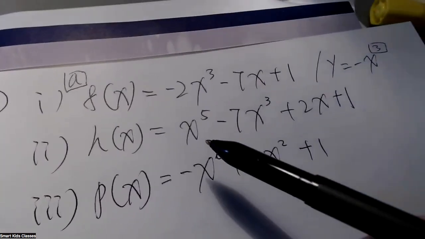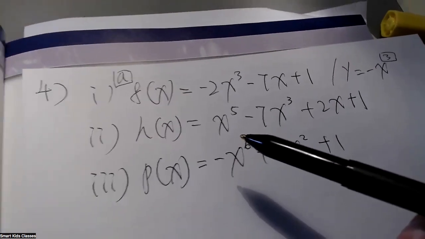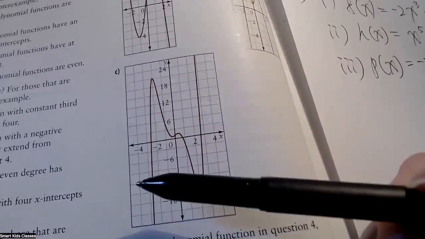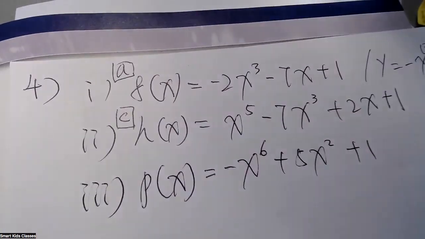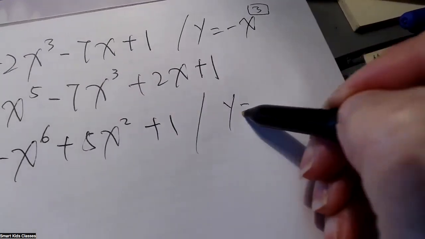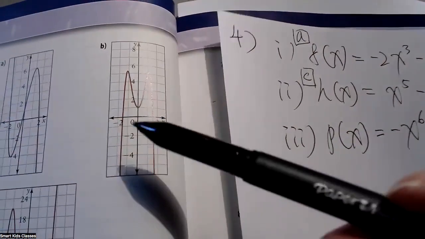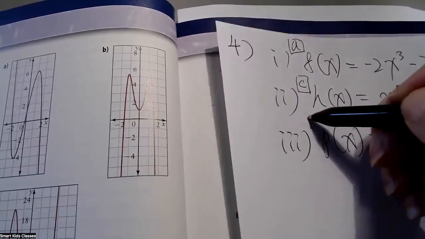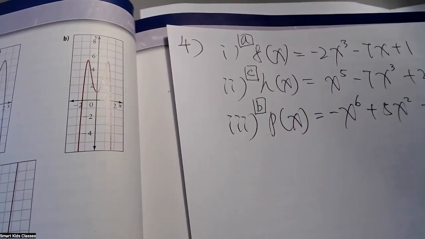Now the next one, x exponent 5, is a positive leading. So this is an odd degree positive leading, going from quadrant 1 to 3. So we're going to match it for C. Now for y equals negative x exponent 6, it is an even degree negative, so therefore it opens down. Open down is B. So that's how we match it for question 4.